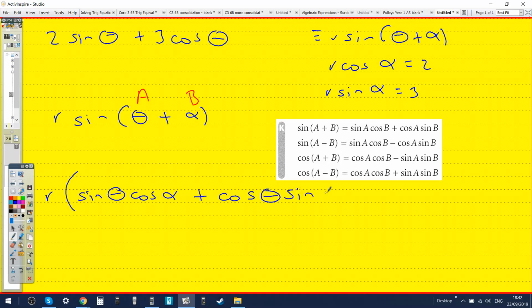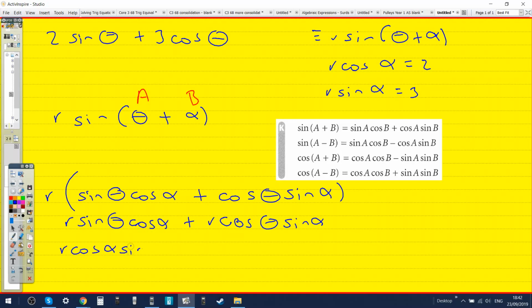So you get r sine theta cos alpha plus r cos theta sine alpha. Yes. Alpha. You see this first one? I'm going to just swap them around and write it as r cos alpha sine theta.